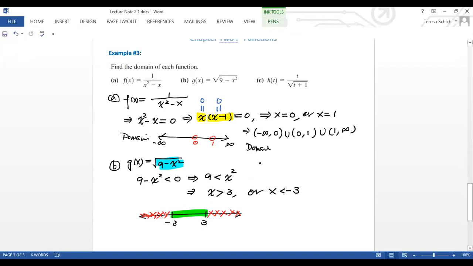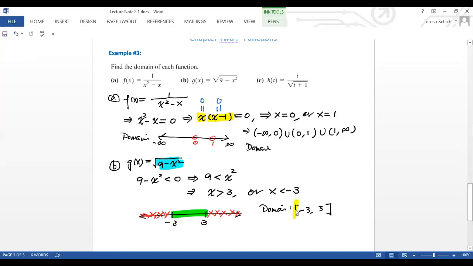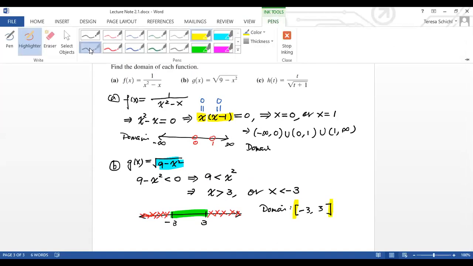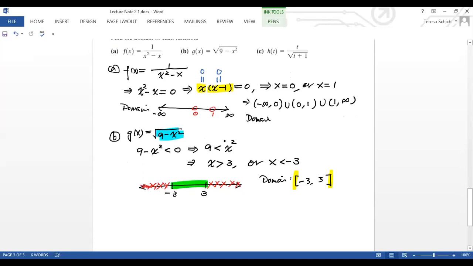And so how do I write it? Okay, so let's write it. The domain here will be -3 to 3, right? So be careful, I use the bracket. Why? Because the 3 can be in the domain here, okay? So that's what you can exclude.